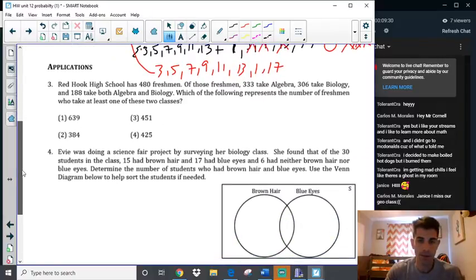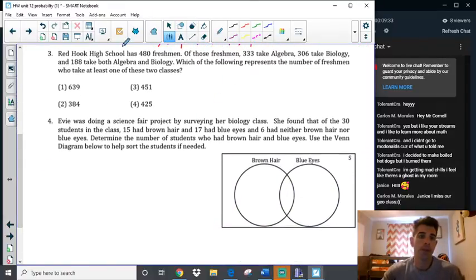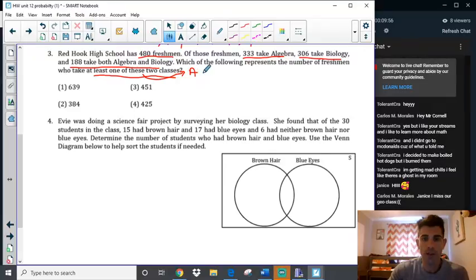All right, so now here are some questions about how they could ask it to you. Red Hook High School has 480 freshmen. Of those freshmen, 333 take algebra, 306 take biology, and 188 take both algebra and biology. Which of the following represents the number of freshmen who take at least one of these 2 classes? At least one of these 2, they're just saying algebra or biology. Okay, that's what they're asking here.